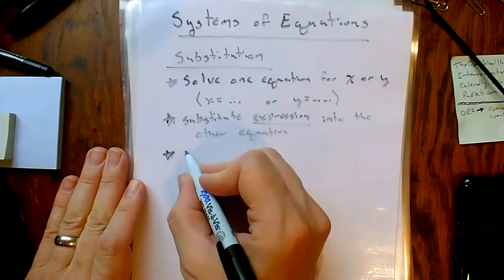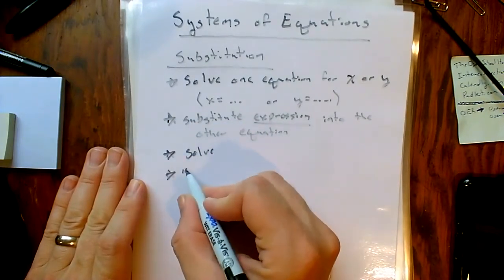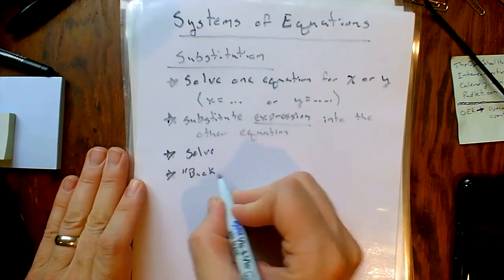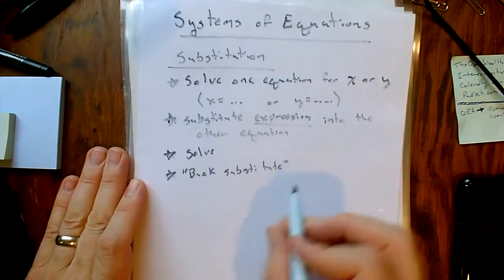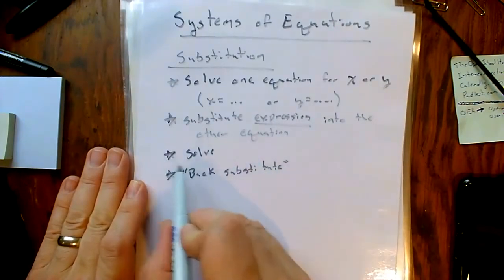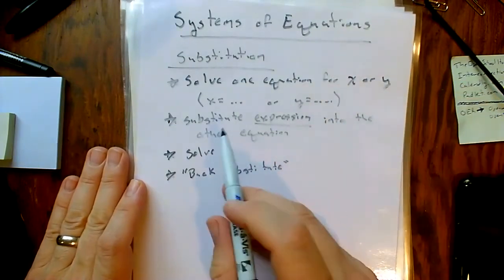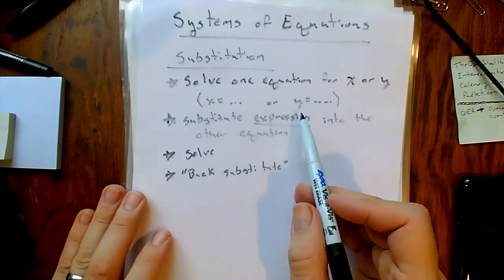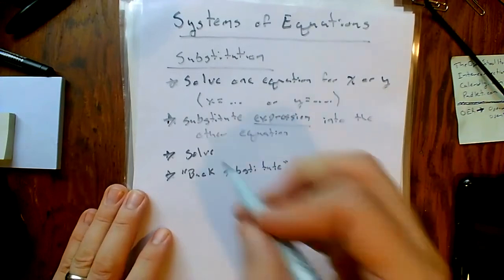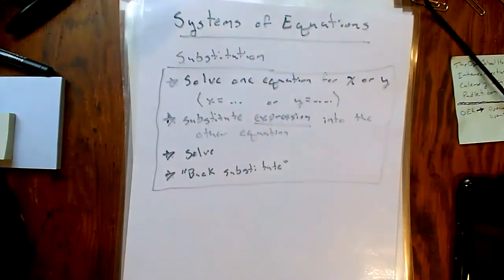Once we've done that, we can solve, and then we're going to back substitute. Which means that we're going to take the answer that we got in this third step and substitute it back into one of our original equations. And frankly, I like to use one of these because it is fairly easy to do the calculations. Now, this is a lot of words, so let's show you an example. Let's show you what we can do.